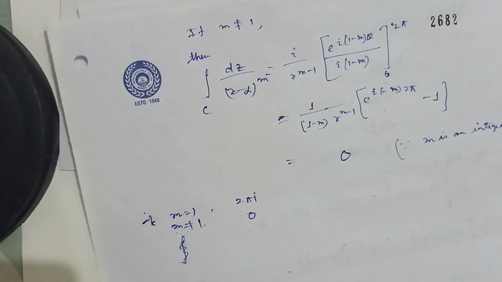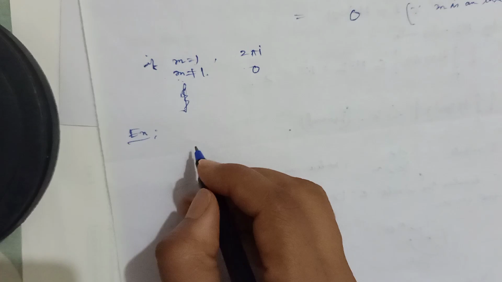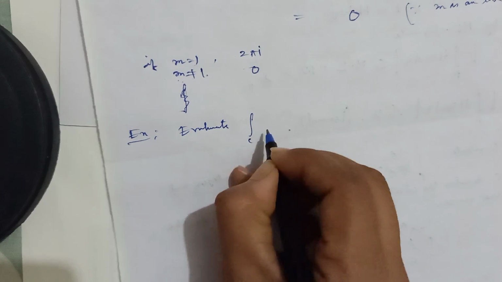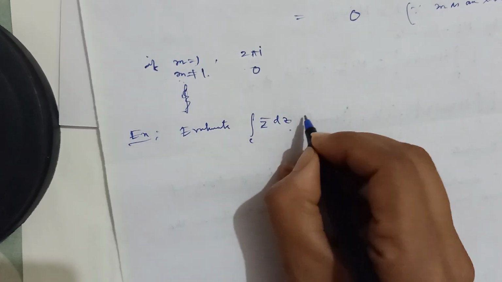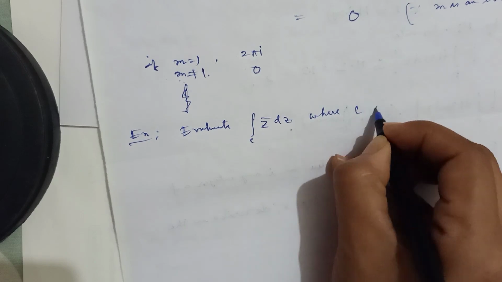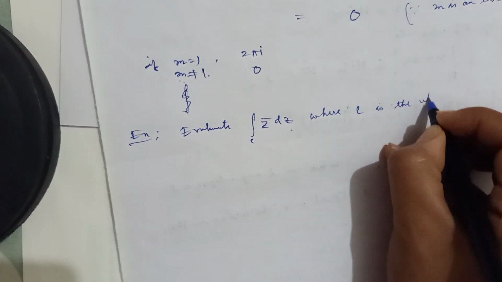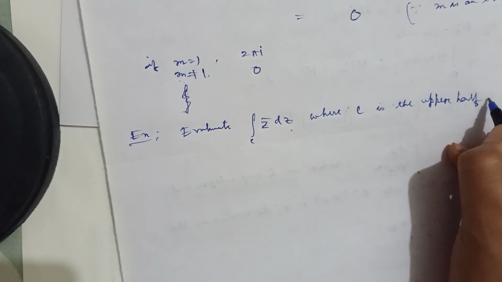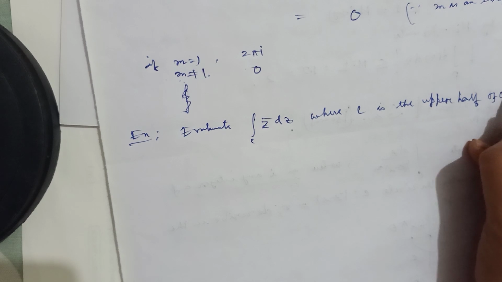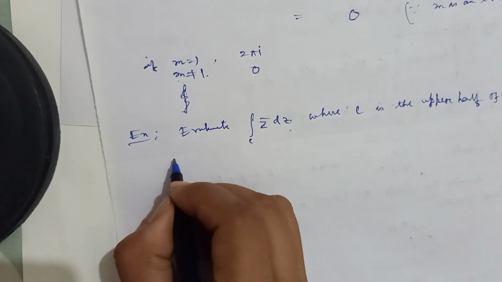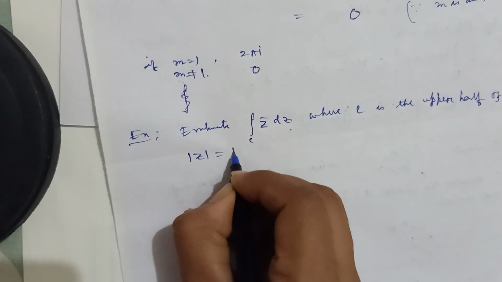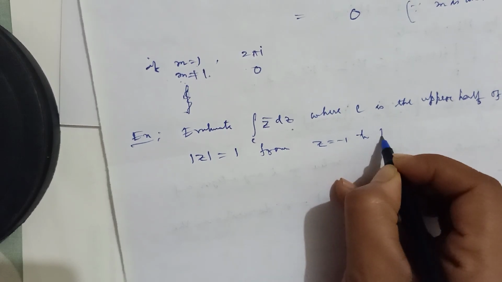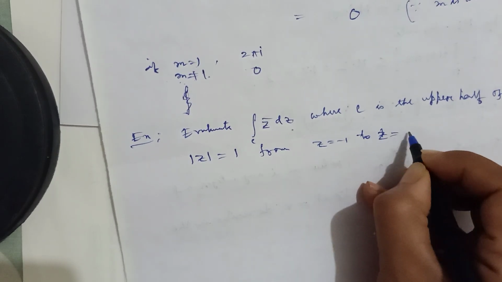Okay, now another example: evaluate the integration over c of z bar dz, where c is the upper half of the circle mod z equals 1 from z equals minus 1 to z equals 1.